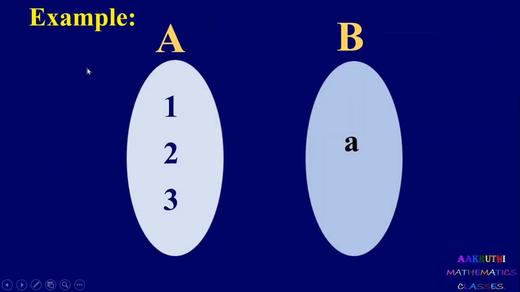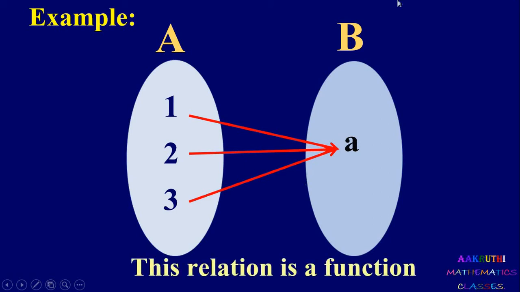Let's consider one more example. Suppose you consider set A with 1, 2, 3 and set B with a. So now here 1 related with a, 2 related with a and 3 is also related with a. Now here all the elements of set A have only one relation. So therefore this relation is also a function. This relation is a function since all the elements of set A are uniquely related. So they have only one relation.